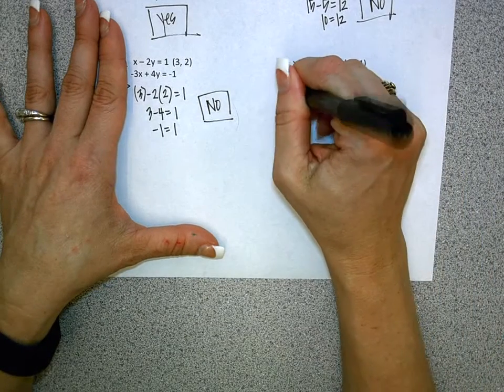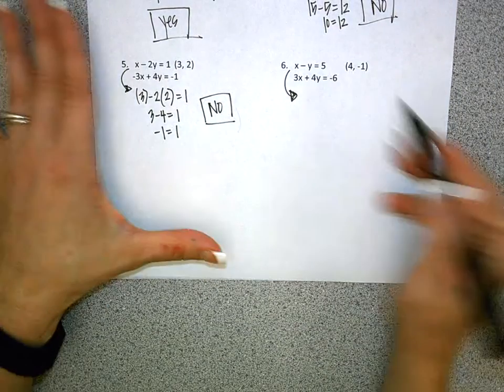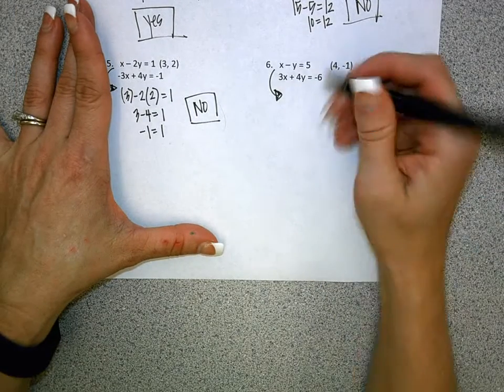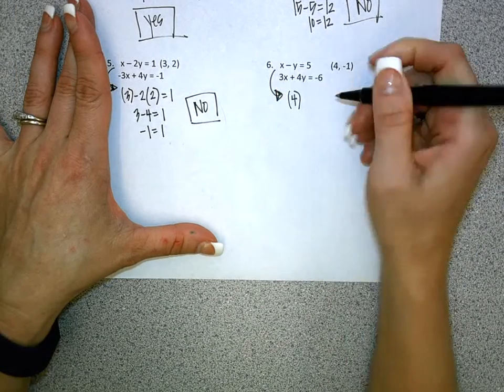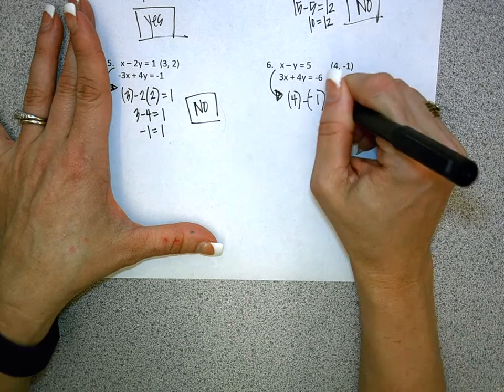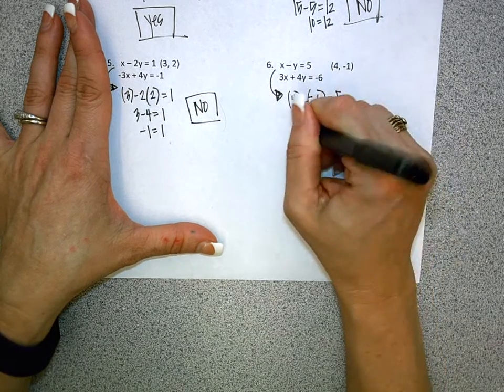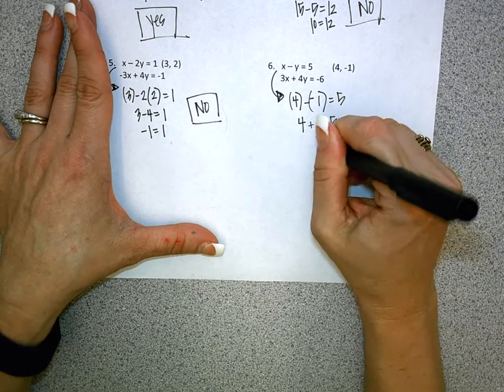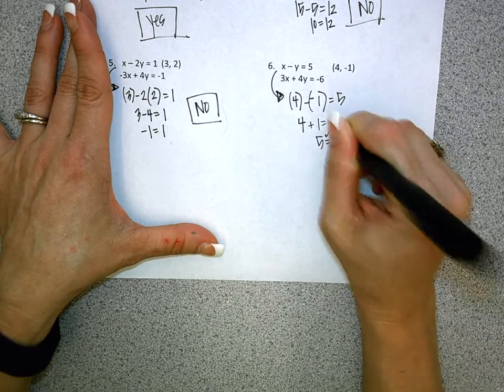Start with your first one. It doesn't really matter which one you start with. You could start with the second one. So if we plug in, your x is 4, minus -1 equals 5. So 4 minus a negative means plus 1. So 5 equals 5. That one works.